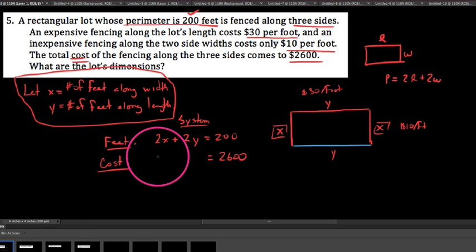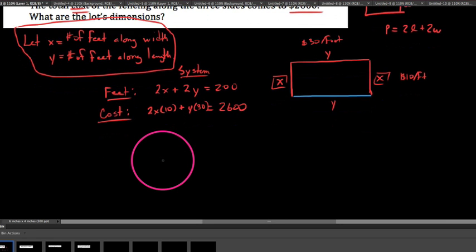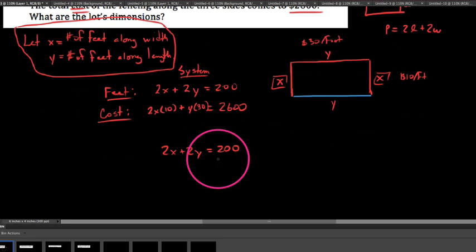And so we're going to say that if we took 2x times the cost per each one of those feet, then this is our length times the cost per length. And then for our y here, it's $30 per foot times the number of y's here. So y times $30 per y would come out to be this here. We're going to have to clean this up a little bit before we solve our system. But what we get is this first equation, 2x plus 2y, which represented our perimeter, was 200 total feet. And then with respect to these, we get 20x plus 30y coming out to be 2,600 here.